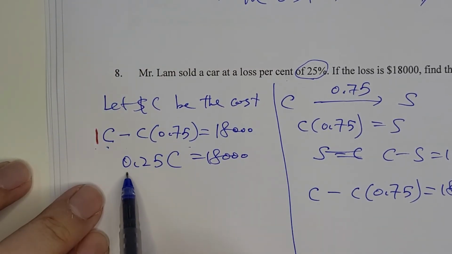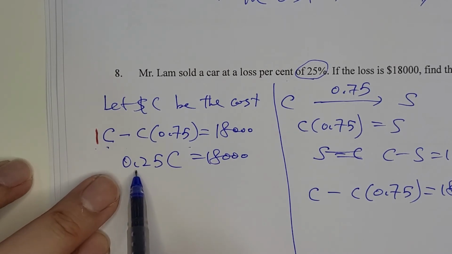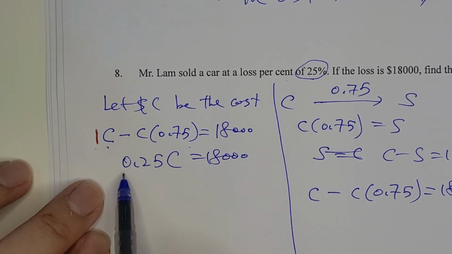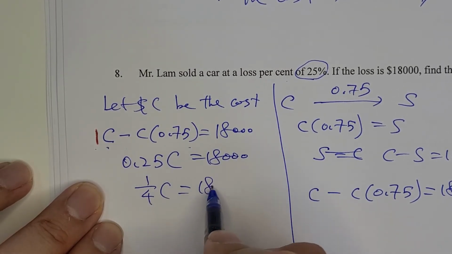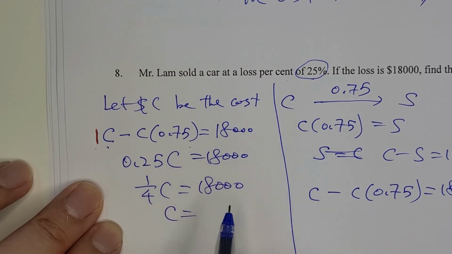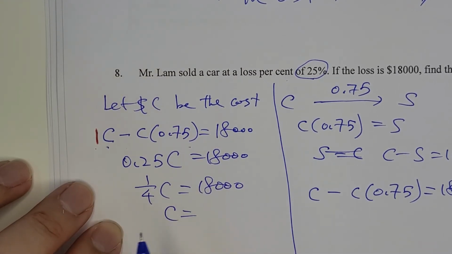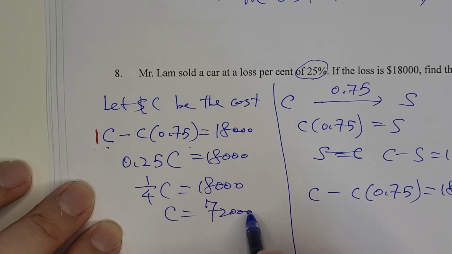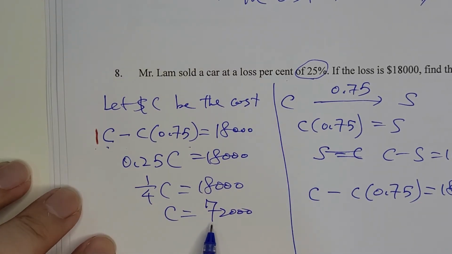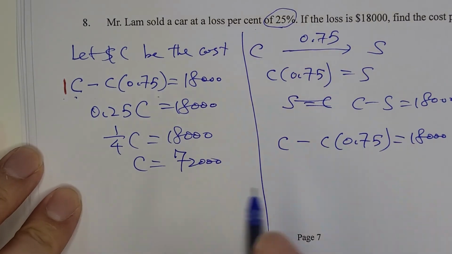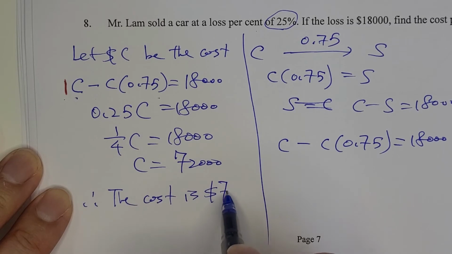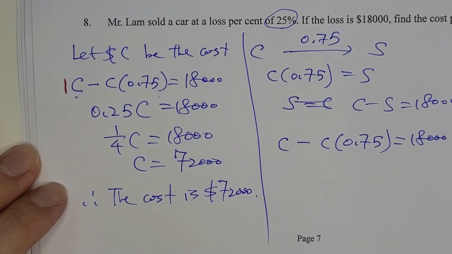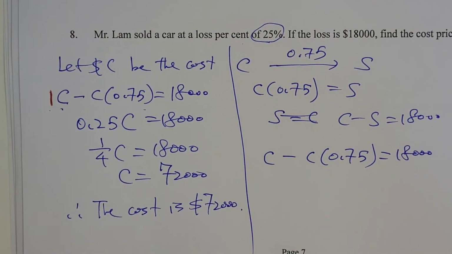And if the decimal ends with 0.25, that means it is something divided by 4. So 0.25 is actually 1/4. So you can find C, that is 18,000 times 4. That is the answer, 72,000. So write down the final statement. The cost is $72,000. Okay, so that's the end of this question number 8.